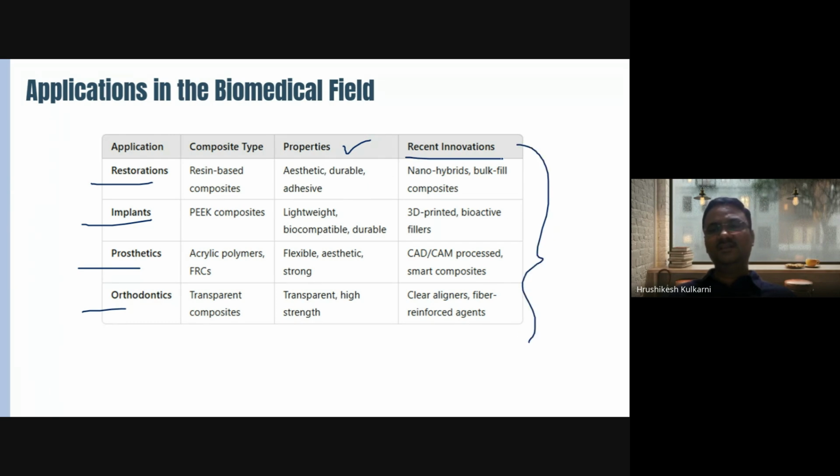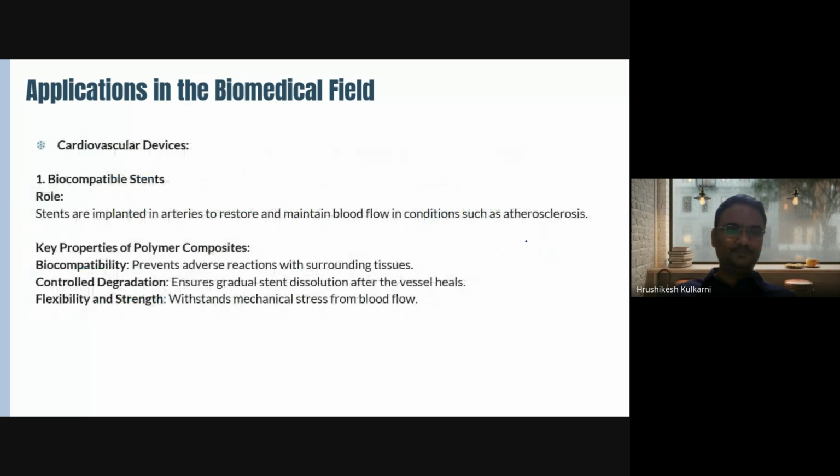So these are the recent innovations we can consider for manufacturing of these products. Next part comes in the cardiovascular devices. Nowadays we are seeing many patients are having heart attack, or there is a problem in their arteries and veins, so they go for operation. So we fit stents inside their heart to restore the blood flow.